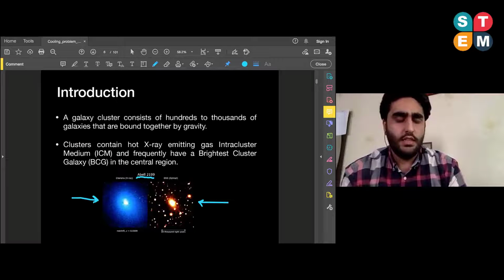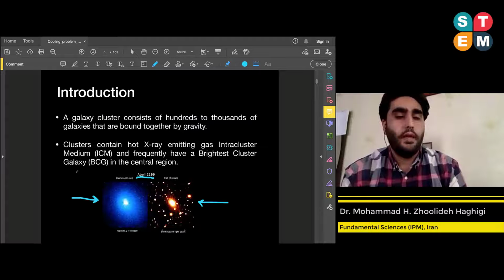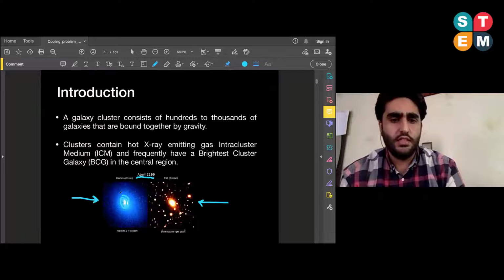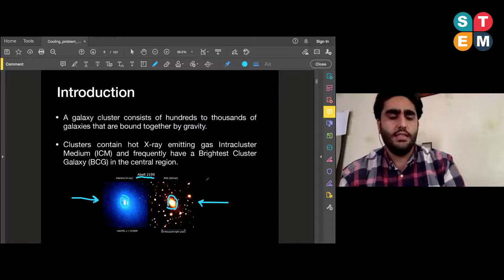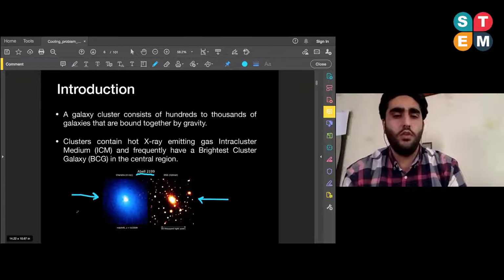In the right-hand side image, you can see individual galaxies. And in the left-hand side image, you can see the X-ray emitting intracluster medium gas. In the middle of clusters, you can see the BCG, which stands for brightest cluster galaxy. I will talk about these details in more depth in the following slides.